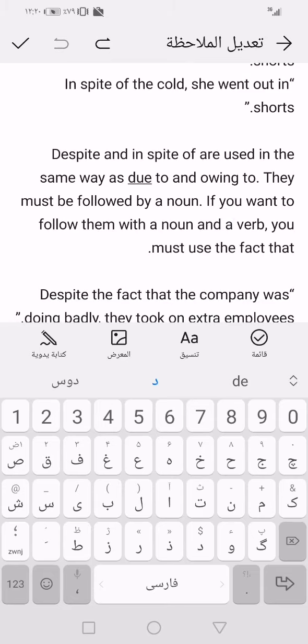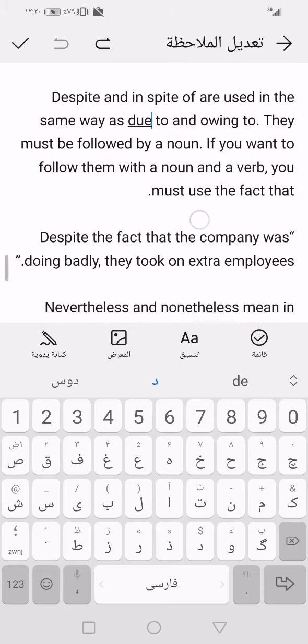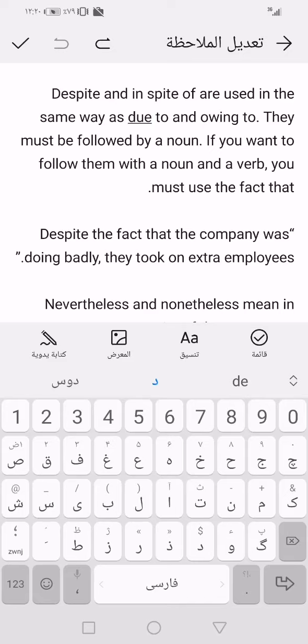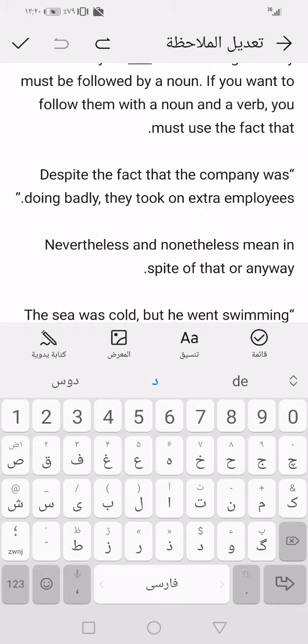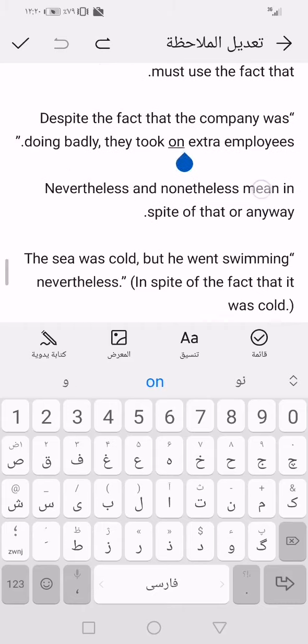If you want to follow them with a noun and a verb, you must use the fact that. Same idea as before: if I want to add an extra phrase after despite, in spite of, due to, or owing to, I must add the word fact. For example: despite the fact that the company was doing badly, they took on extra employees. Despite the fact that the factory was doing badly, they took on extra workers.